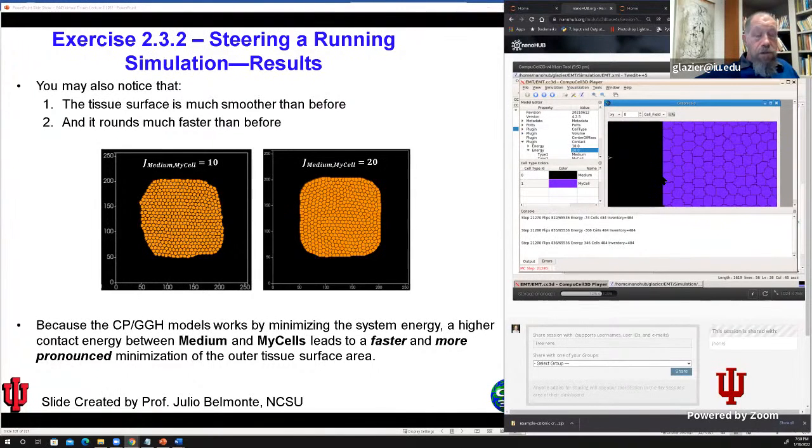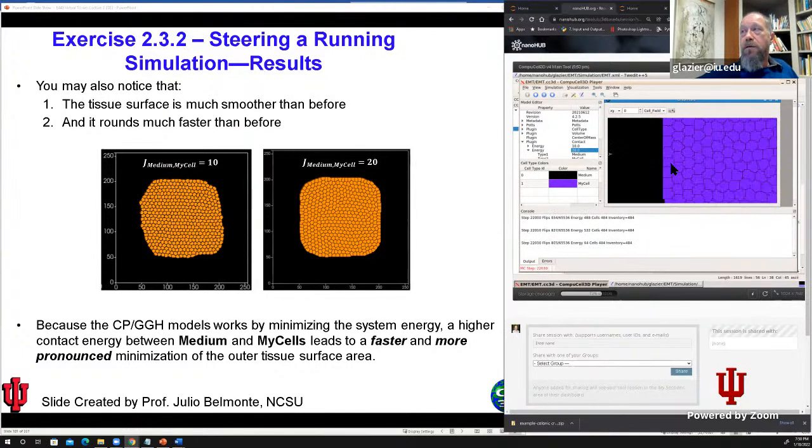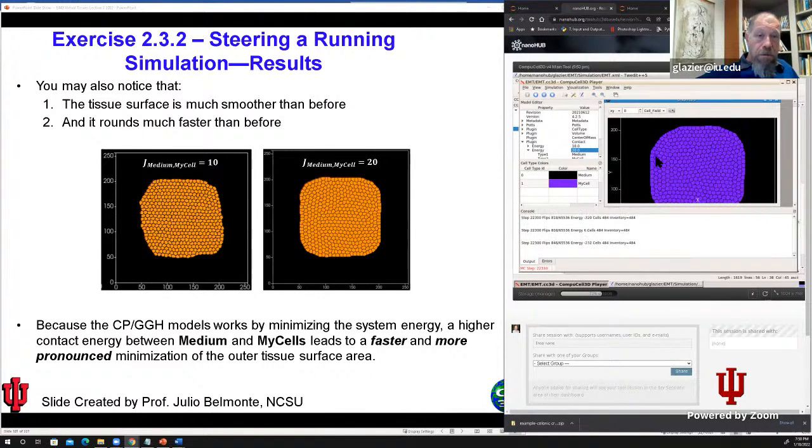The bigger the energy, the stronger the force. I'm basically pushing in on my tissue more when I make that energy bigger. If I make that energy too big, the boundary will line up with the lattice, which I'm seeing here. And the system will become octagonal or square because of the lattice symmetries, which I don't want.